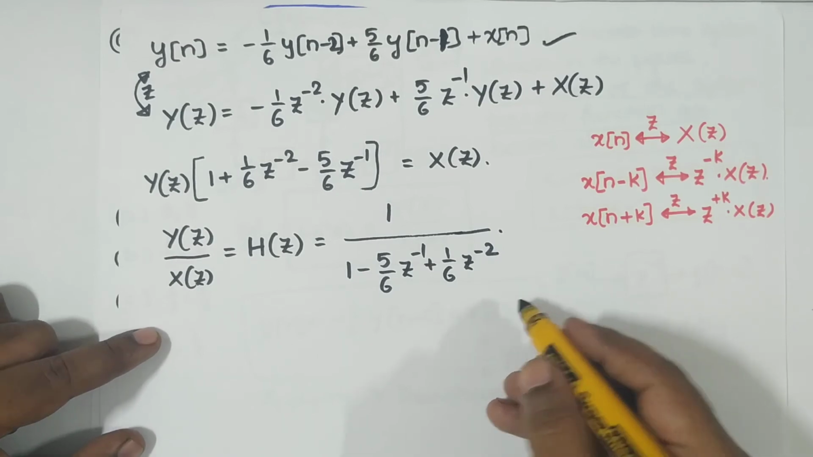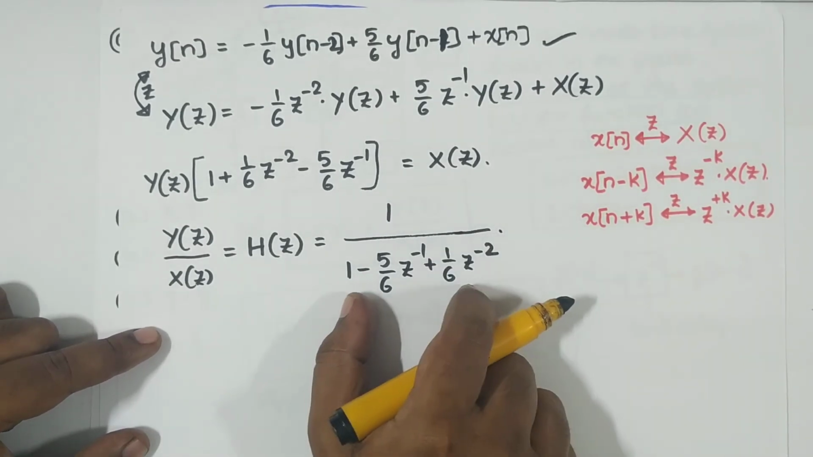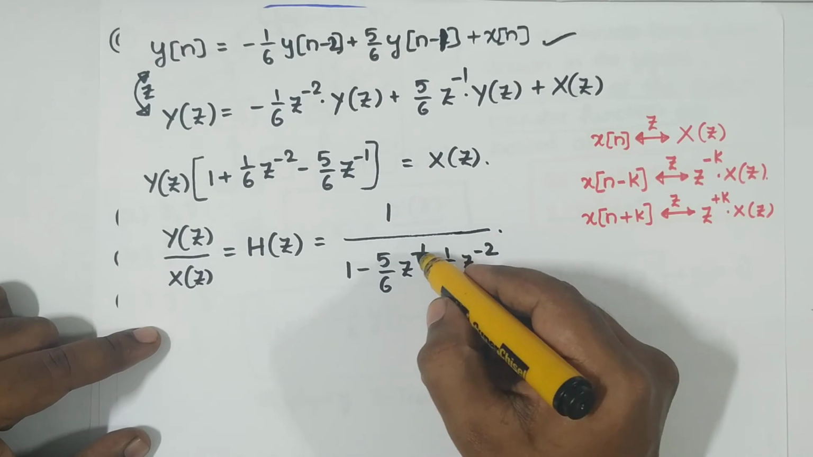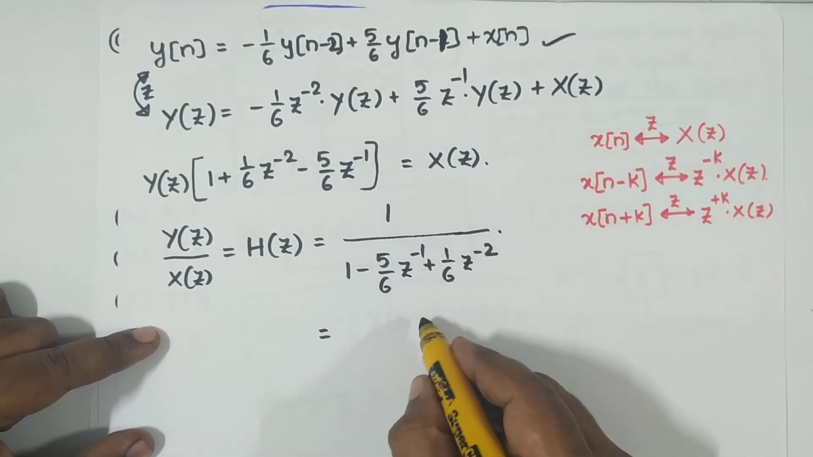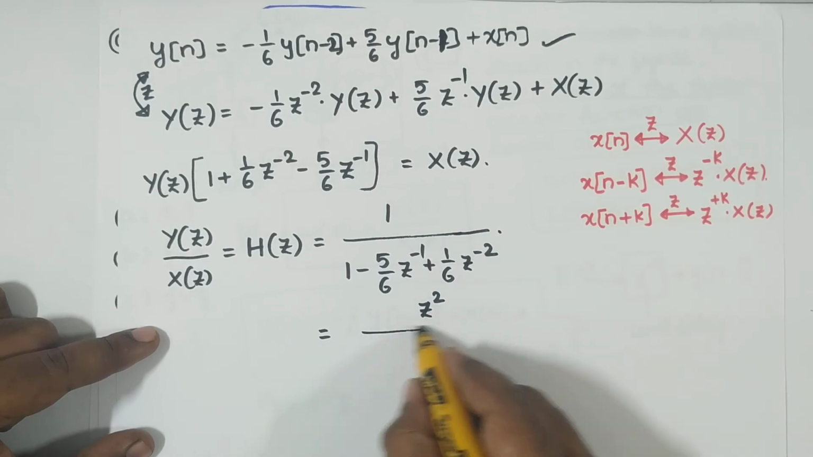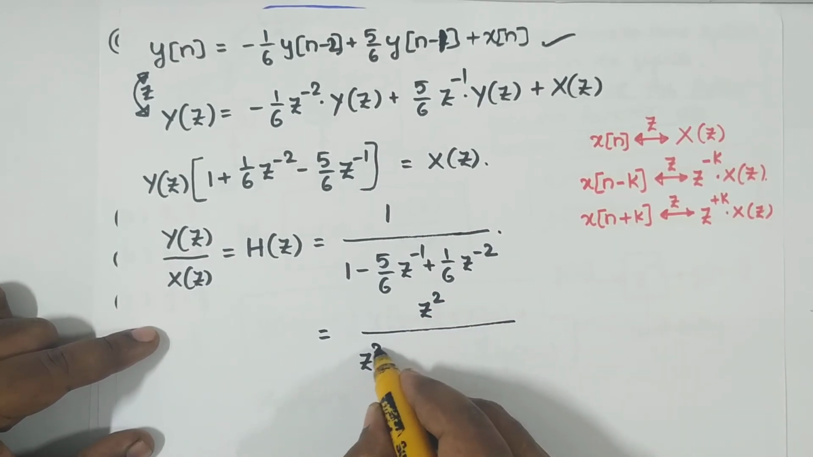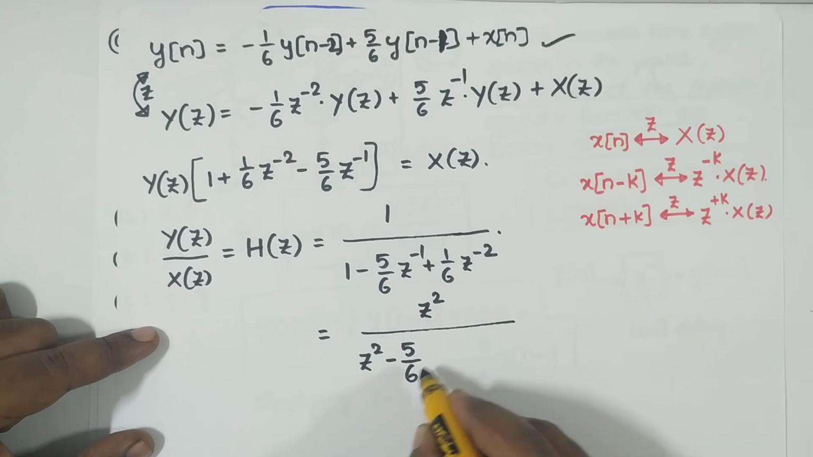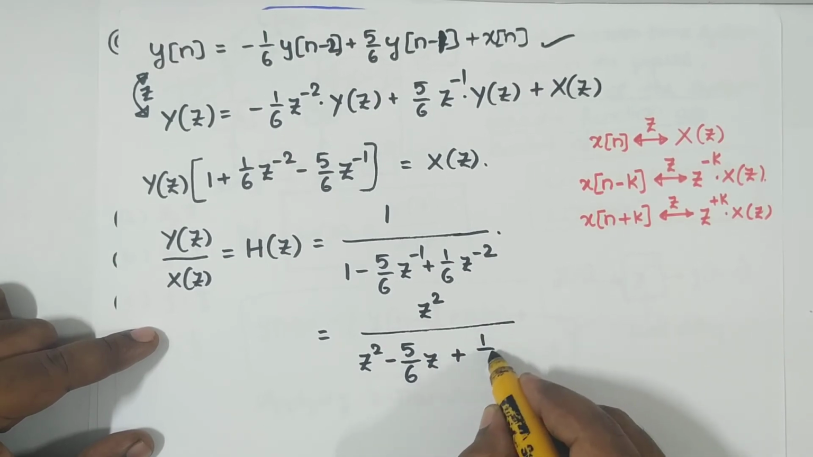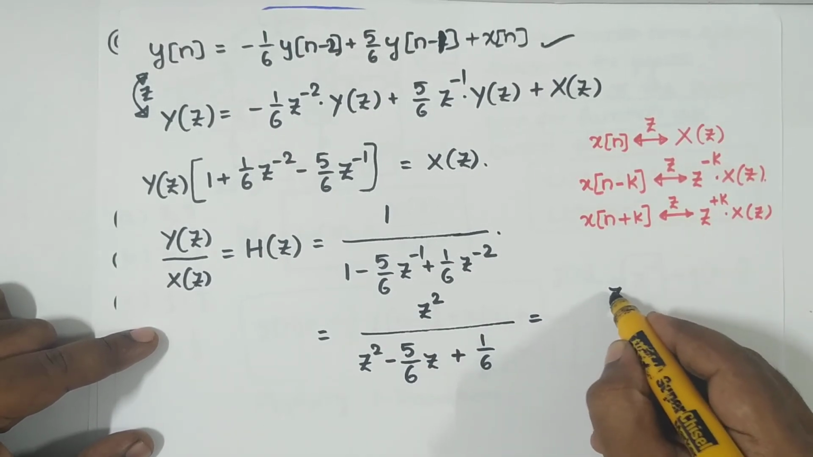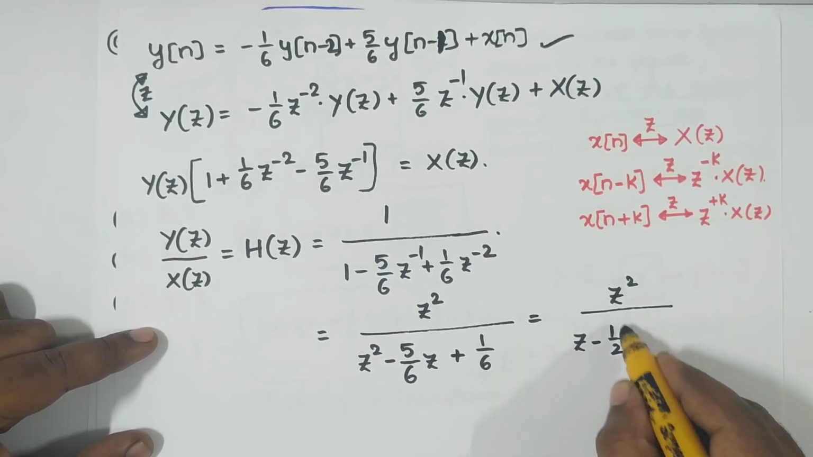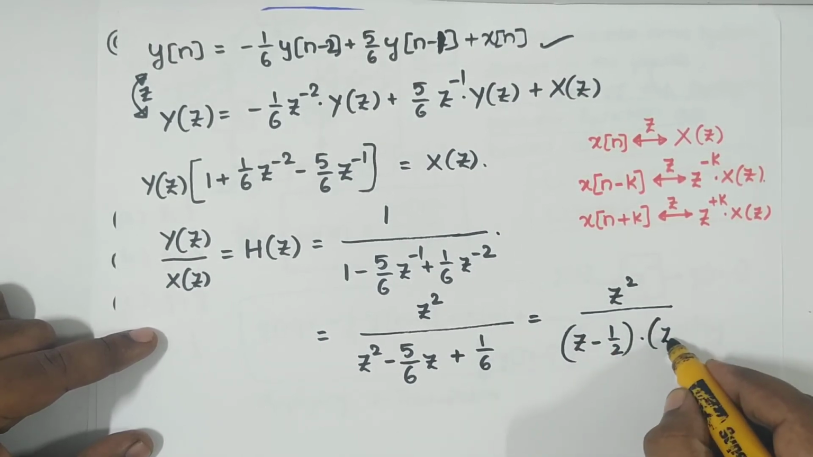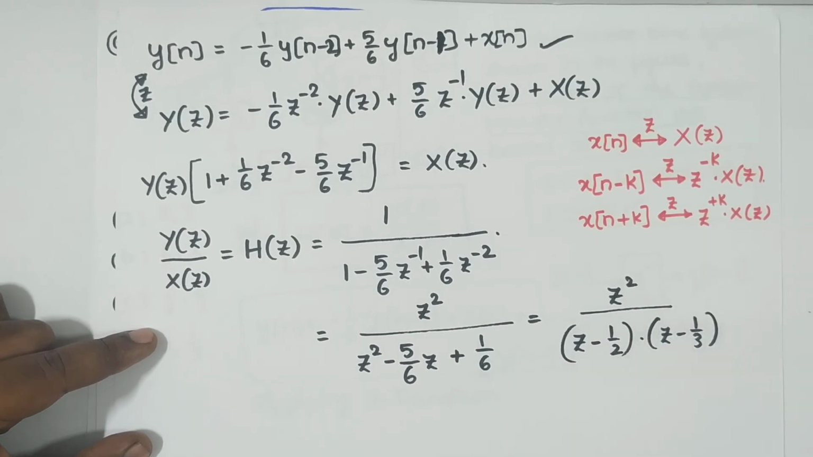So this is very simple. I can directly factorize this denominator. If you are worried about negative powers of z in the denominator, you multiply and divide by z square. So you get z square over z square minus 5 by 6 z plus 1 by 6, and I can factorize this happily. You get z square over z minus 1 by 2 multiplied by z minus 1 by 3.